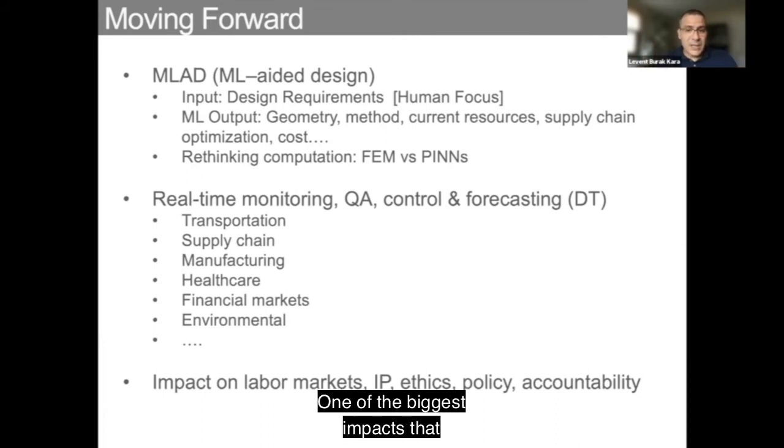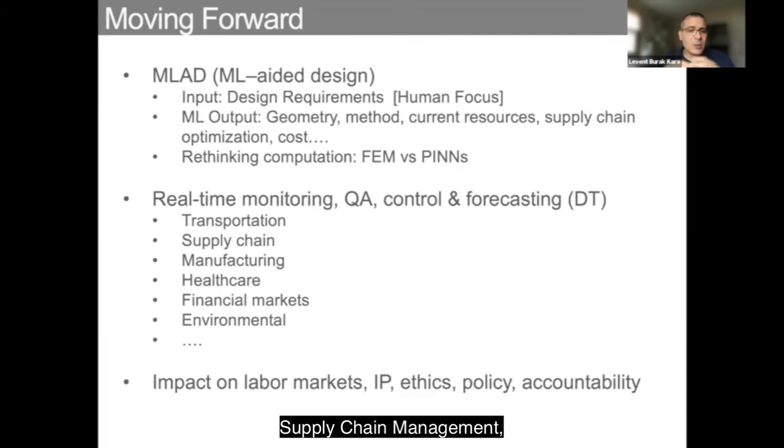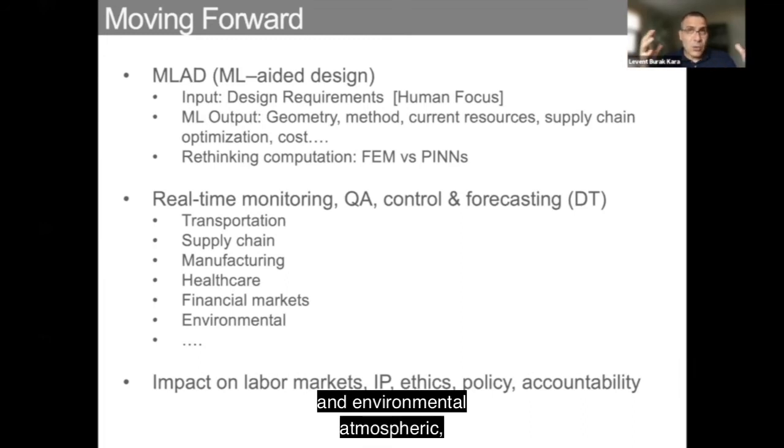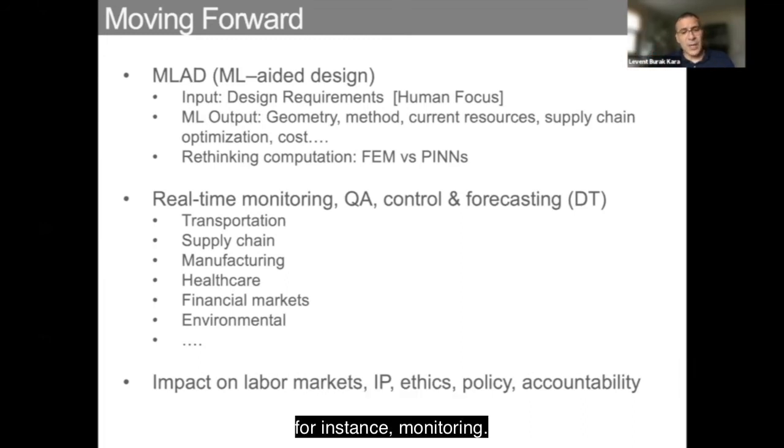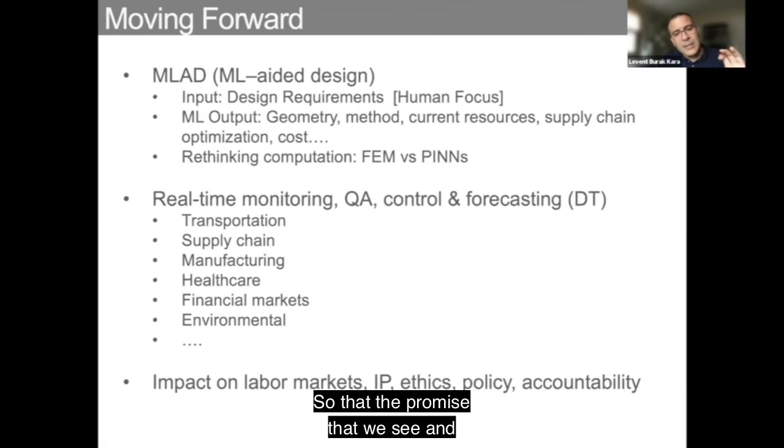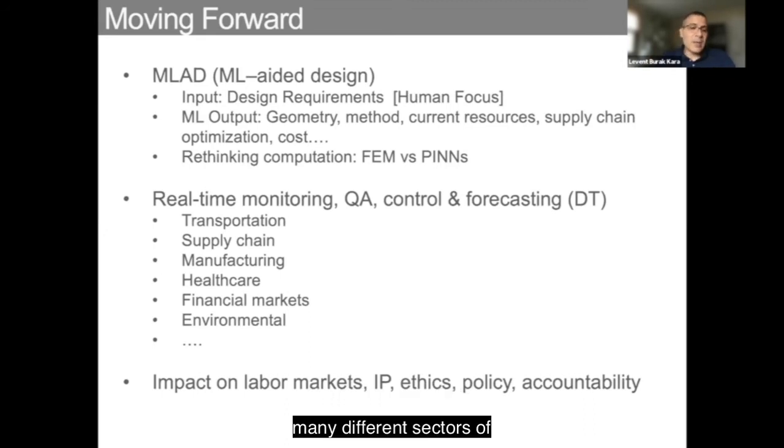One of the biggest impacts that I see is real-time monitoring, quality control, and forecasting, which is what people call digital twins nowadays. But this is going to have a huge impact in different sectors like transportation, supply chain management, manufacturing, healthcare, financial markets, and environmental and atmospheric monitoring, for instance. So the promise that we see in ML, and how fast it can do these things and how powerful it is, I think will have a huge impact on many different sectors of our lives.